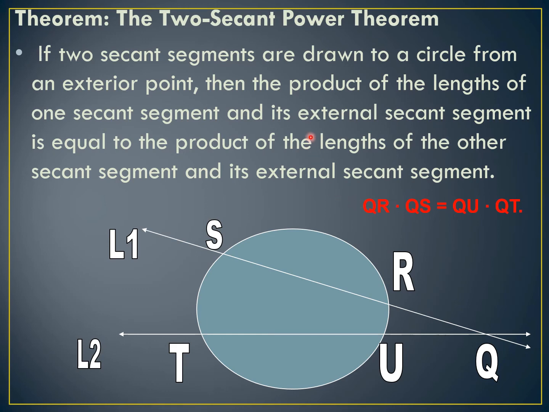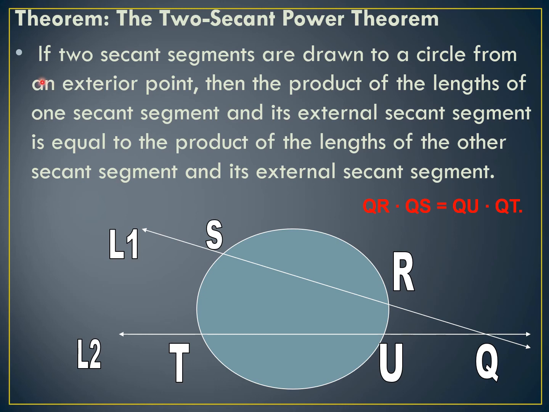Now naman, let's discuss power theorems. So, yung una nating power theorems is what we call 2-secant power theorem. Kasi meron tayong dalawang secant na involved. So, meron tayo ditong line 1 at saka line 2. They are both secant line. They intersect at the external point. Ito, nasa labas ng circle yung kanilang intersection at point Q.